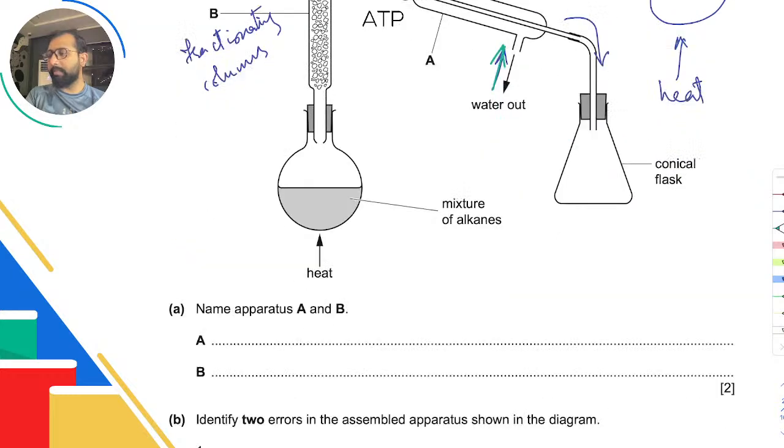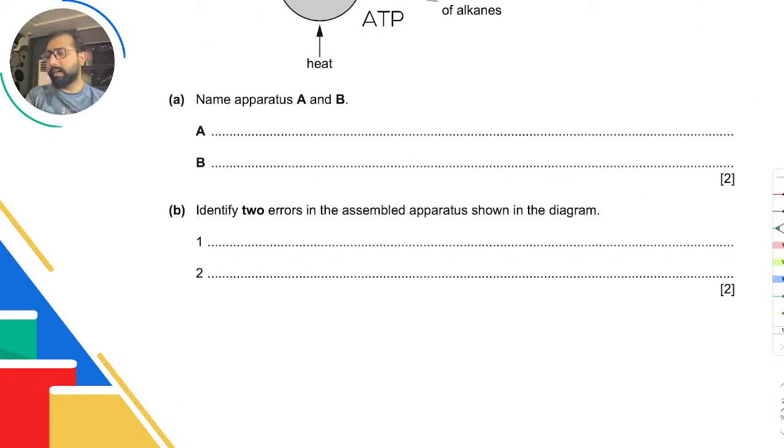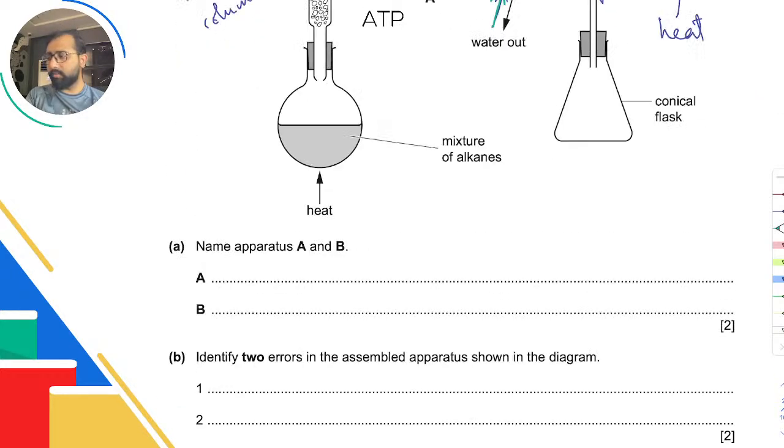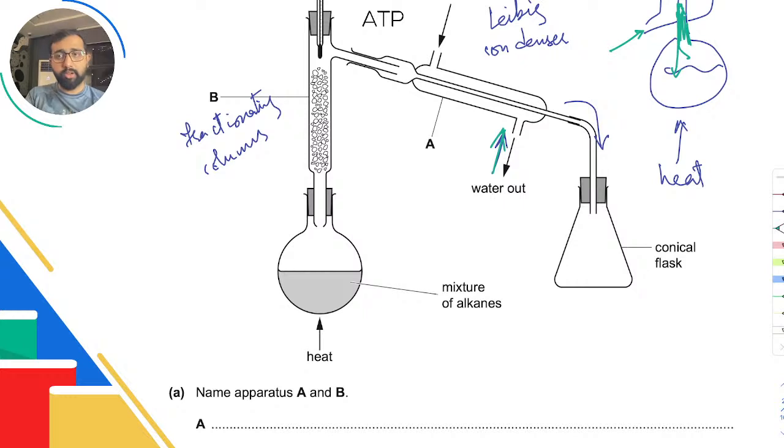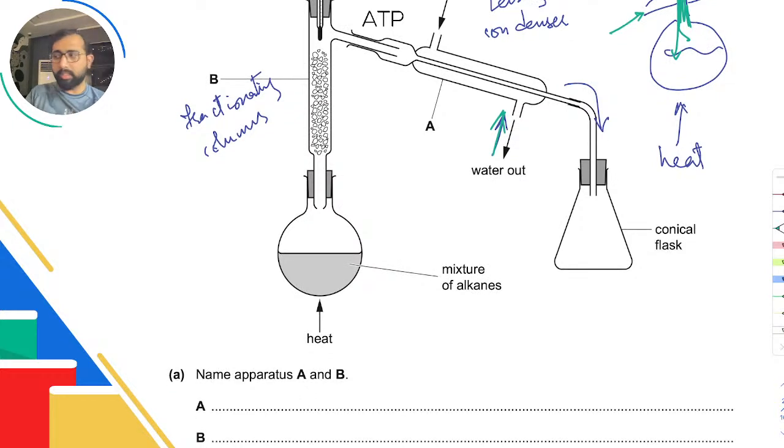All right, moving on. Name apparatus A and B, we have already done that. Identified two errors. So we have already seen one error is the direction of liquid in, liquid out, water in, water out को गलत लिखा हुआ है उसने. And secondly, the conical flask should not be sealed. Okay, so conical flask का label उसने दिया हुआ है, as you can see. अगर आपको याद नहीं आ रहा, although आना चाहिए, तो हम लिख सकते हैं.